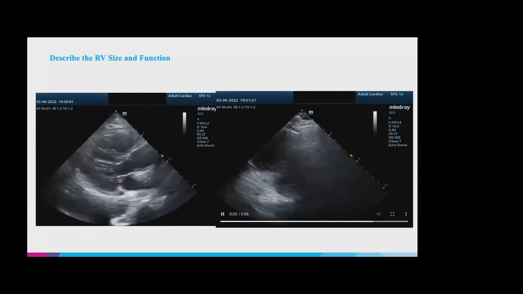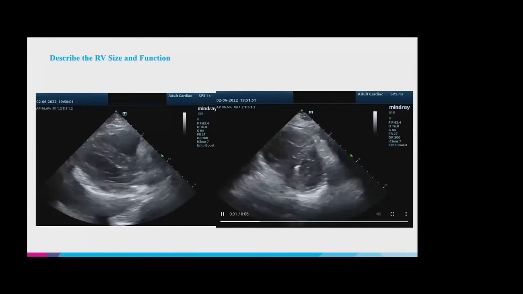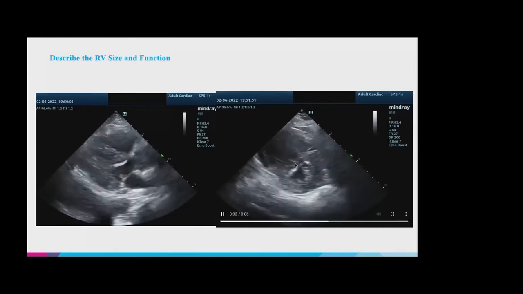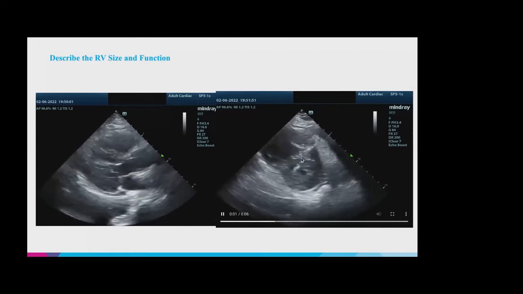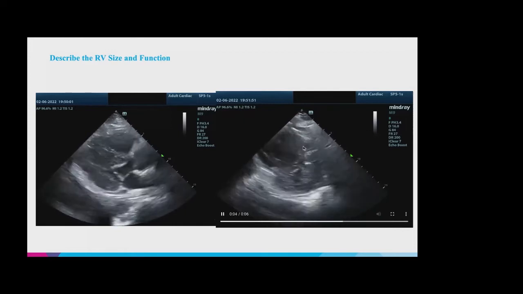Parasternal short is definitely like a large right ventricle. It's causing the D sign, pushing into the left ventricle. Absolutely. So this is definitely concerning. This is another PERT activation patient.